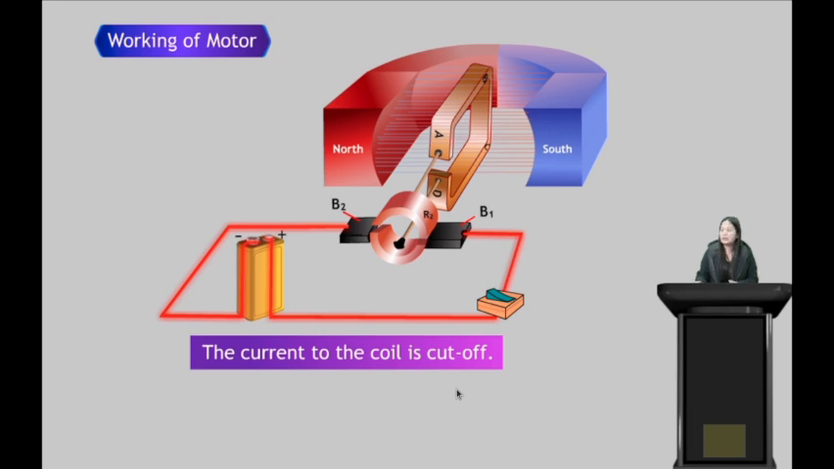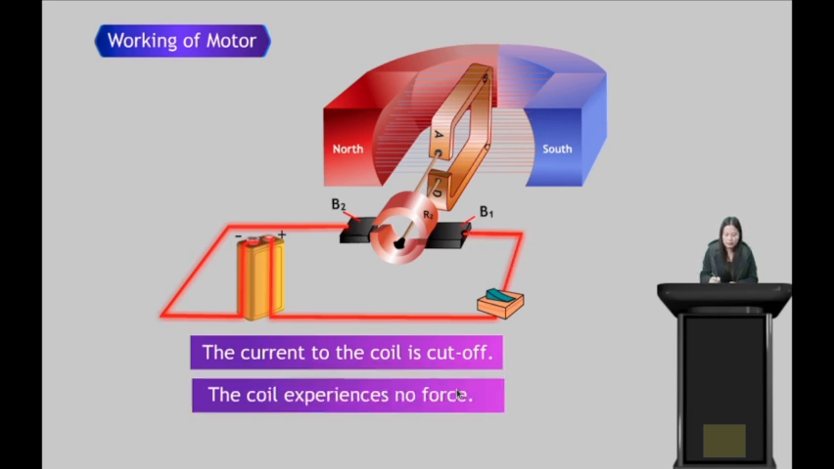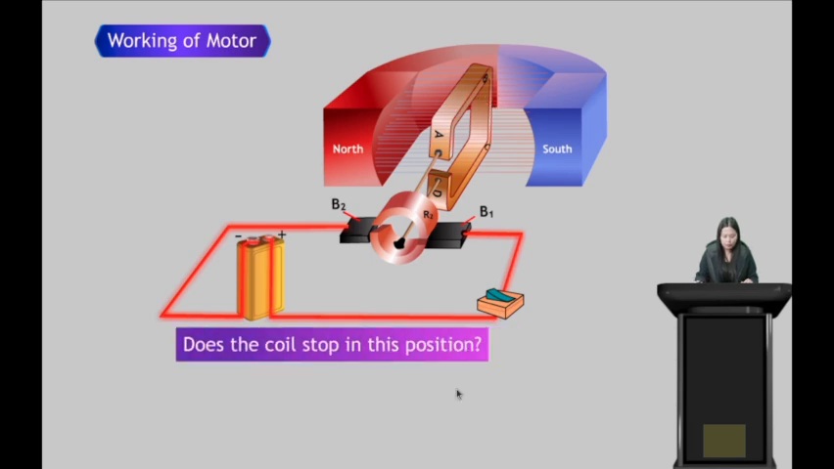So here the brush is not in contact with the split ring, so the current to the coil is cut off. This split ring is not in contact with the brush, so the current is cut off. So this armature will experience no force. In this position this armature will experience no force. So thus the coil stops in this position.